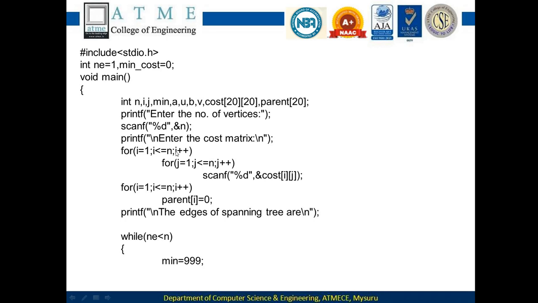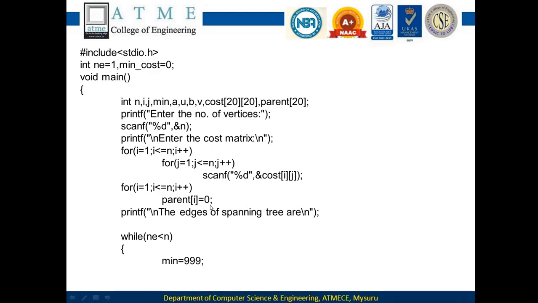for i = 1; i <= n; i++ and for j = 1; j <= n; j++, we scan all the costs from all the vertices, which will be stored in cost[i][j], row wise and column wise. Then for i = 1; i <= n; i++, parent[i] = 0.